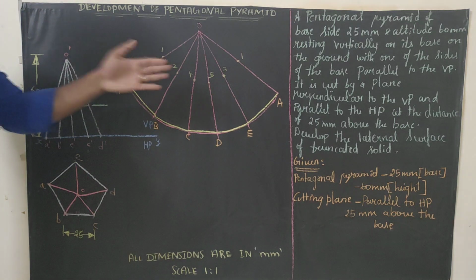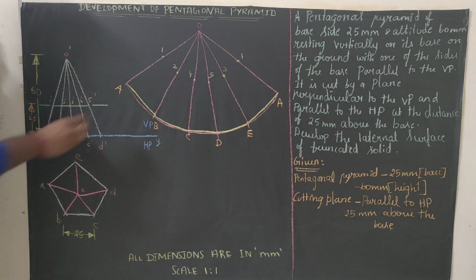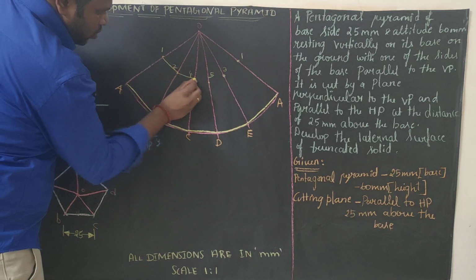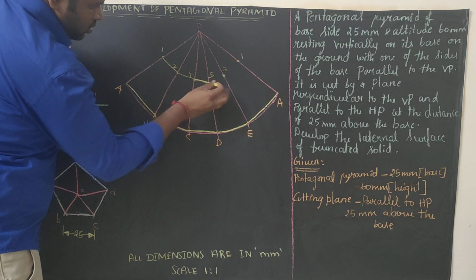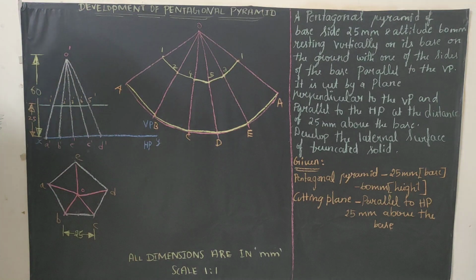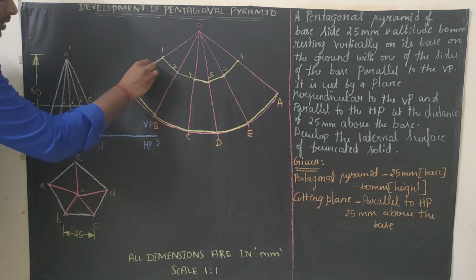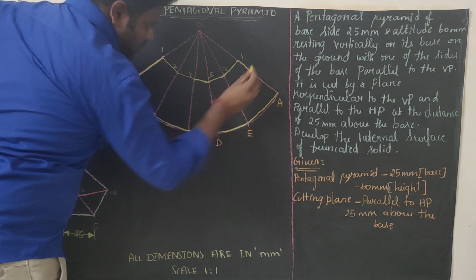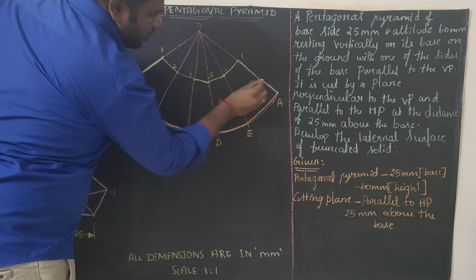If you want, you write the number; if not, also no problem. Just join all the points with your scale. See, like this you need to join it. Join with your HB pencil. Since we have cut the plane, the remaining portion we need to darken. Most of the students forget to darken the sides, so don't forget. The remaining sides we need to darken, so that this is called the developed surface of the pentagonal pyramid.